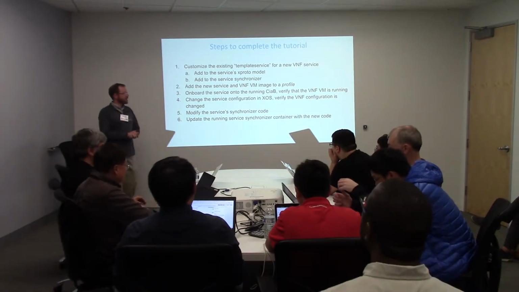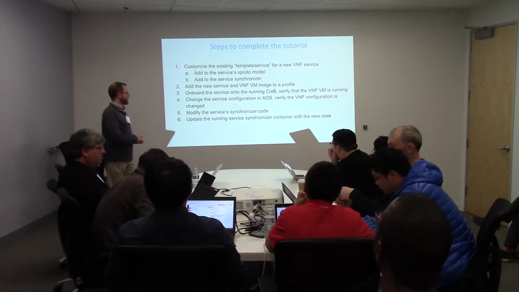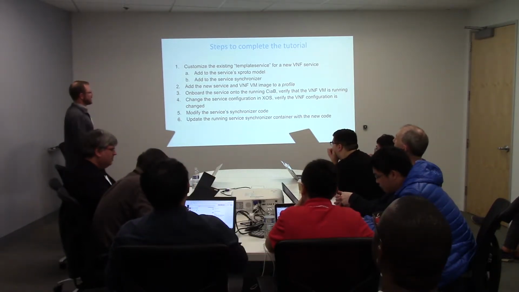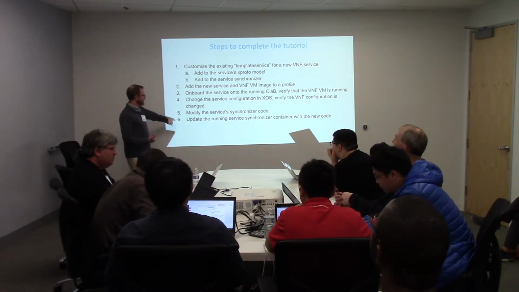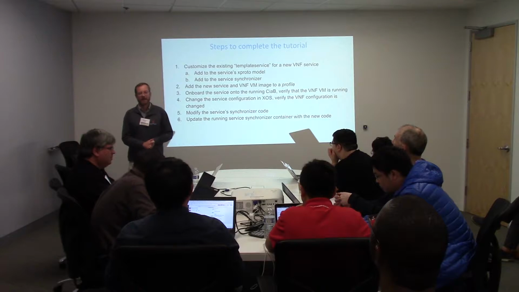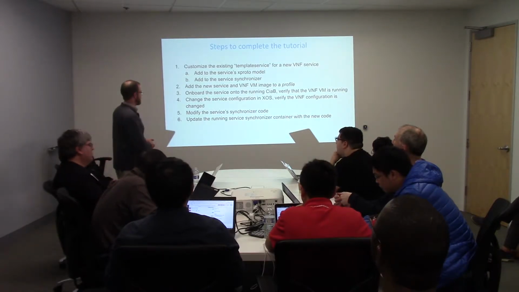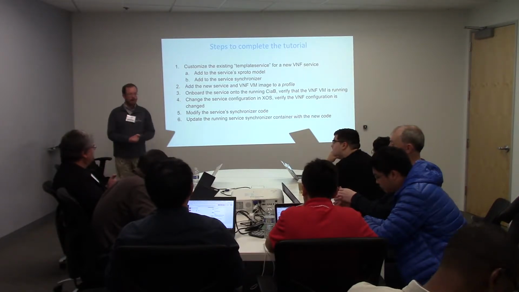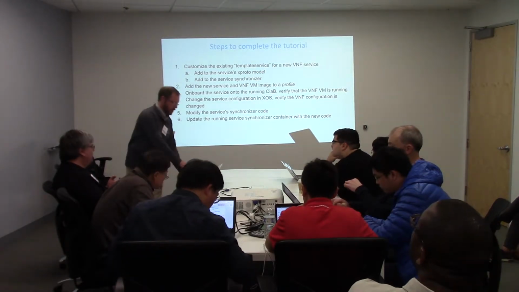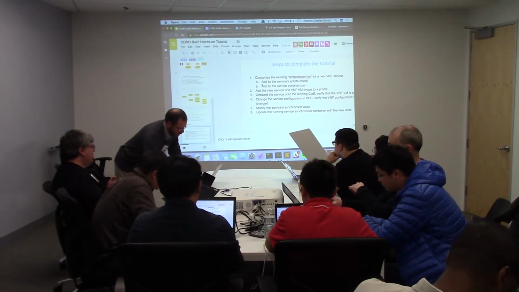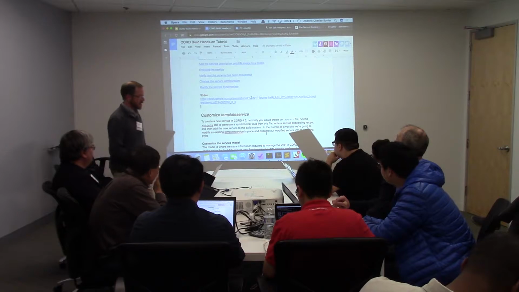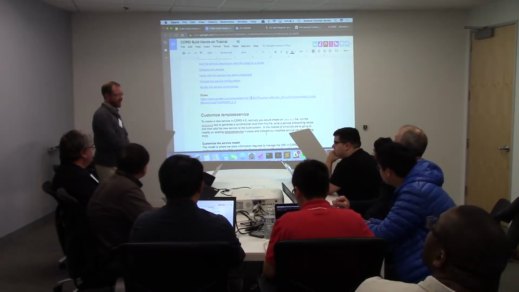Next, we'll modify the service's synchronizer code. So we're updating the VNF synchronizer with some new functionality, and so we'll modify the code and then show how to update the running service synchronizer container with the new code. So this involves basically loading the new code onto the running container. So those are the steps, and it's described in more detail in this document.